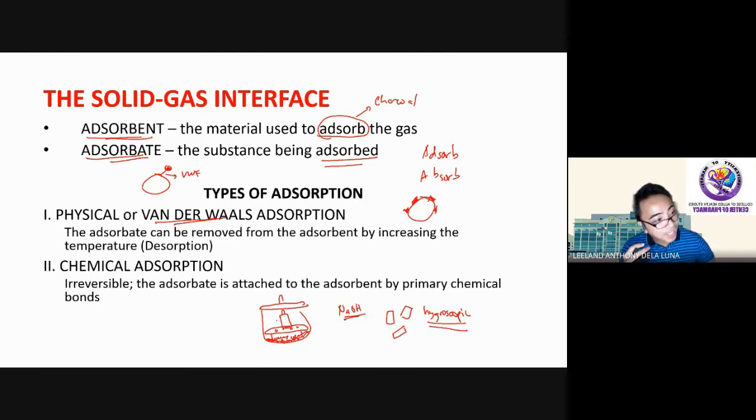Hindi siya mag-liquefy. Right? And then, next one class would be chemical adsorption. So, this one is usually an irreversible process. The adsorbate is attached to the adsorbent by primary chemical bonds. Now, class, dito ngayon pumapasok yung tinatawag nating process known as chelation.